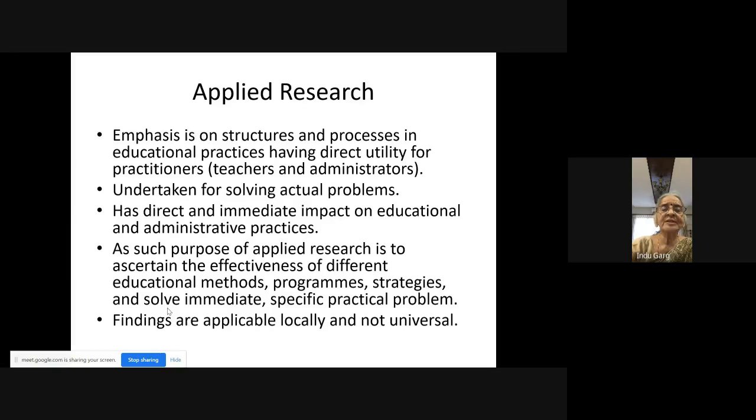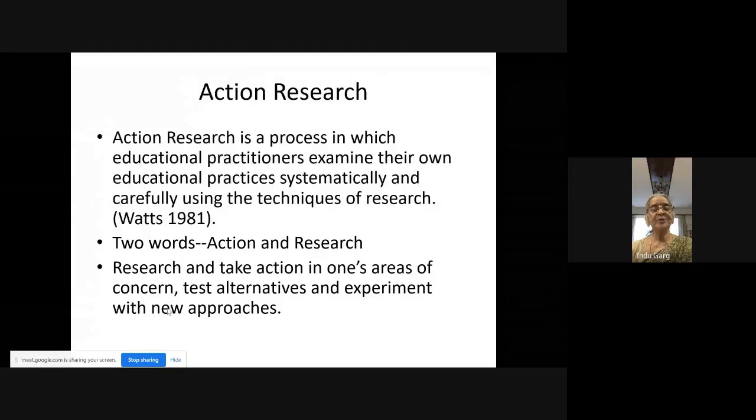So the whole purpose of this applied research will be to improve upon your educational methods, programs, strategies, and try to solve your immediate, specific, practical problems only when you apply whatever knowledge you have. Okay. And the findings are applicable locally, but you cannot say they are universal unless you keep testing them again and again, and a lot of researchers keep doing just that. Okay, so this is applied research. Whatever research findings and theories you know, you have to now apply them actually, practically.